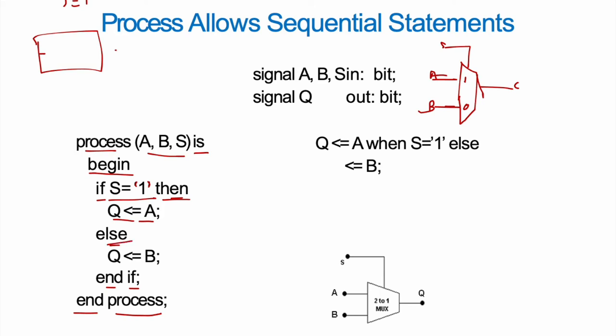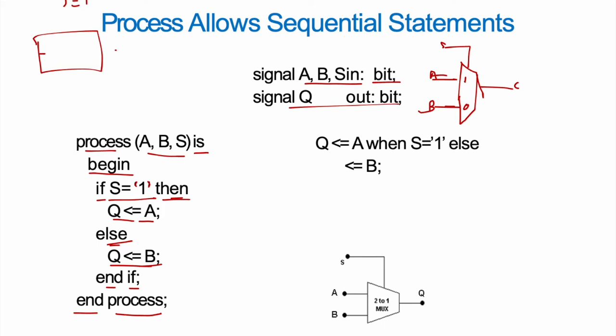Else means if X equals 0, then we assign B to the output. Pretty straightforward. So that helps us use sequential logic, and of course this goes into a process. It means that we can run it step by step. A, B, and S are signals, and then Q is also an output signal, for example.